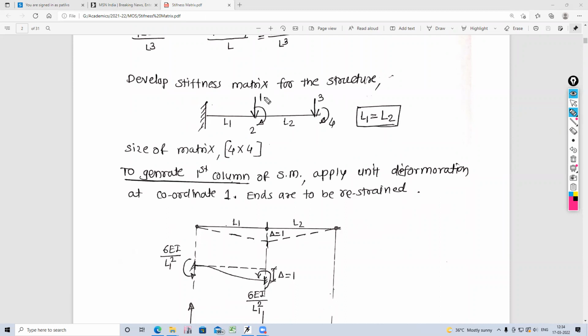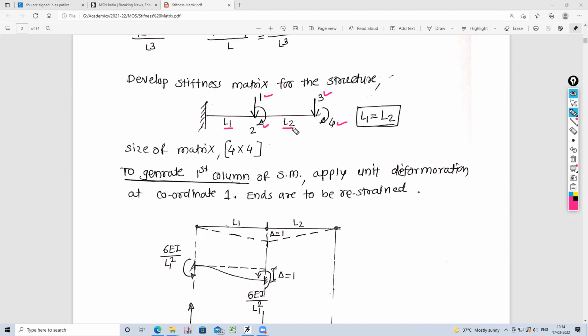And these four coordinates are numbered as this is one. Coordinate 1 is a force. Coordinate 2 is a moment. Coordinate 3 is also again a force. And coordinate 4 is a moment. And here the span L1 is equal to L2.